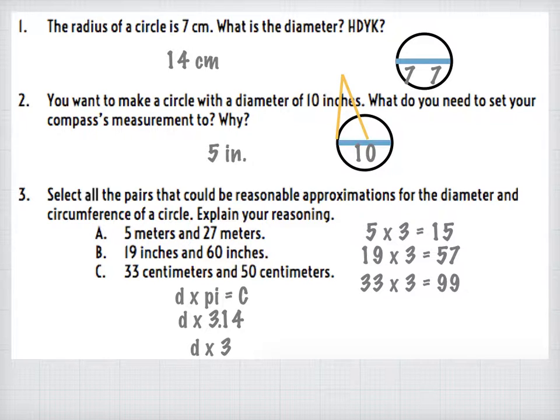33 times 3 is also much larger than it should be. Well, on the other hand, 50 centimeters is only about half of what the circumference should actually be if you have a diameter of 33. So I can cut out 33 centimeters and 50 centimeters as a diameter and circumference possibility. Last, that leaves me with B, 19 inches. If I end up with a 57-inch circumference, that is close to, not exactly, but close to 60 inches. And in fact, it should be even closer than 57 because pi is greater than 3. So B would be a reasonable diameter and circumference estimate based off of what we know about the relationship between the diameter and circumference of a circle.